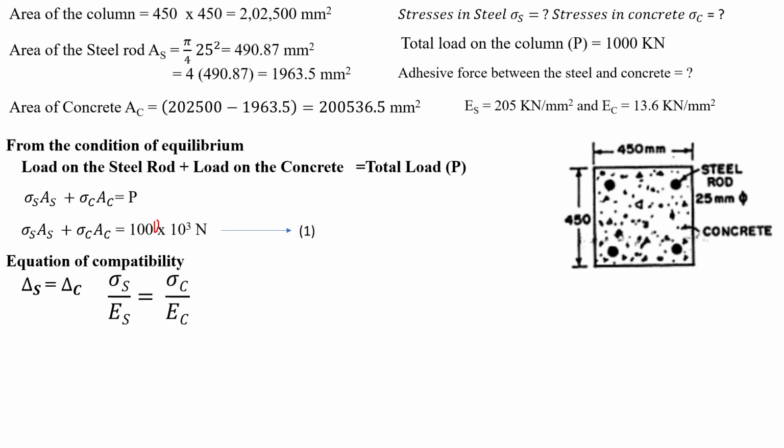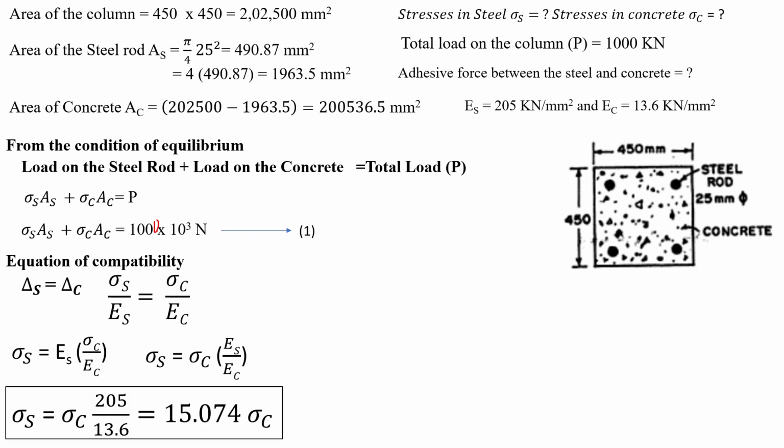It becomes sigma S, stresses in steel, divided by ES, Young's modulus of the steel, equal to sigma C, stresses in concrete, divided by EC, Young's modulus of the concrete. So from this I can state that sigma S equals ES into sigma C by EC. Then sigma S equals sigma C into ES divided by EC.